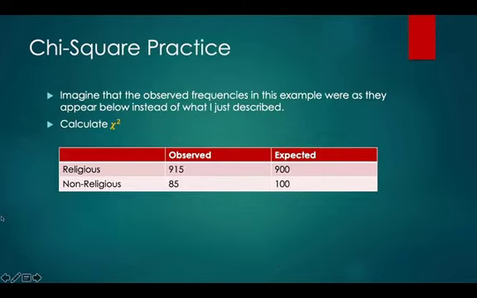Now imagine that the observed frequencies in this example were as they appear below instead of what I just described. Now I'd like you to calculate the chi-square on your own. So pause the video here and calculate the chi-square.